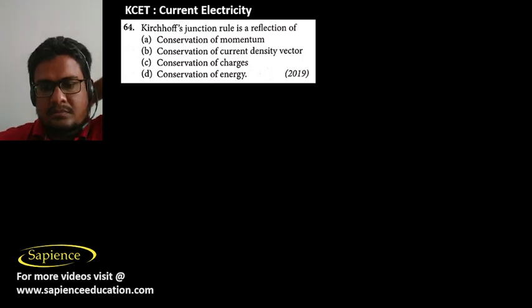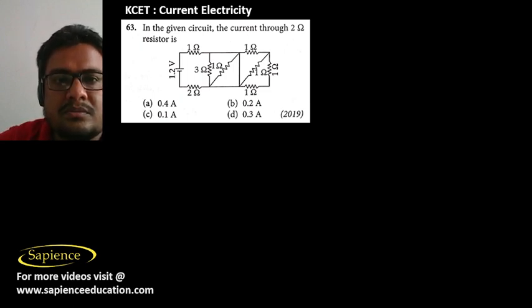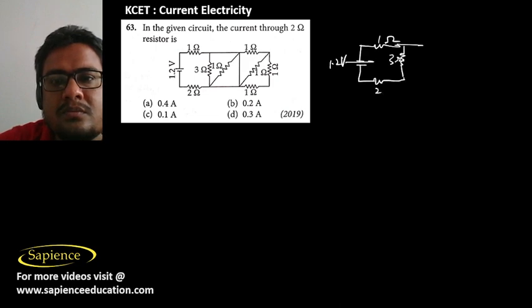Then in question number 63, it is told that in the given circuit, the current through the 2 ohm resistor is how much? This is the electric cell, the battery, having EMF 1.2 volt. This is 1 ohm, this is 3 ohm, this is 2 ohm, this is 1 ohm.